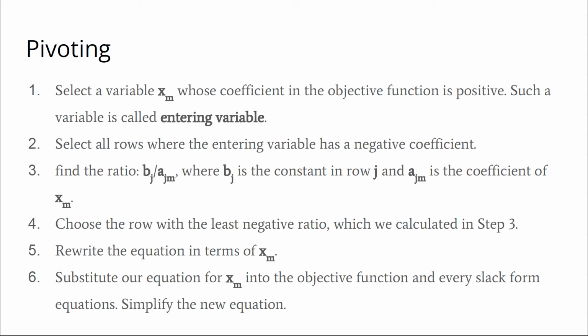We then repeat this operation several times until we reach a state where all non-basic variables have a non-negative coefficient in the objective function. At this point, the maximum value for the objective function is reached. Let's go back to the example and do a pivot operation together.